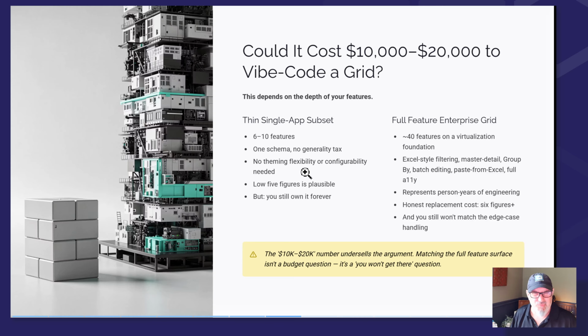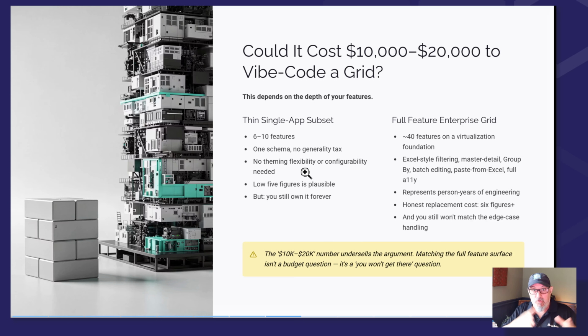So could it really cost $10,000 to $20,000 to vibe code a grid? Well, the numbers say it can cost a lot more. When you think about just a data grid, and you're going to see some of the data grids that Infragistics ships today, and many of you know our products, we have dozens and dozens of features in our grids. If you want to build a grid bespoke for your application, it's probably a handful of features at best. There's really just one schema. You probably aren't thinking about theming. So low 5 figures to build that is absolutely plausible.